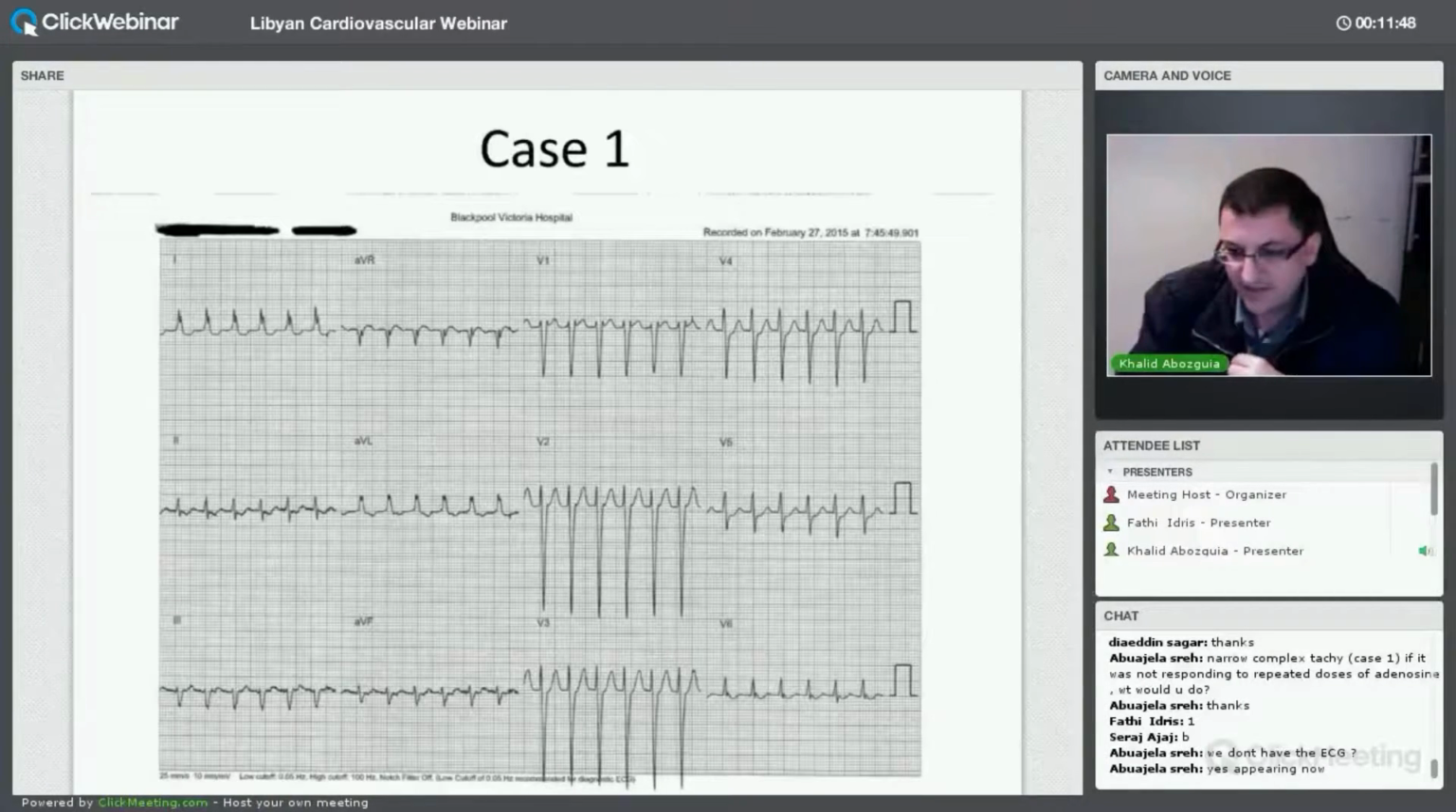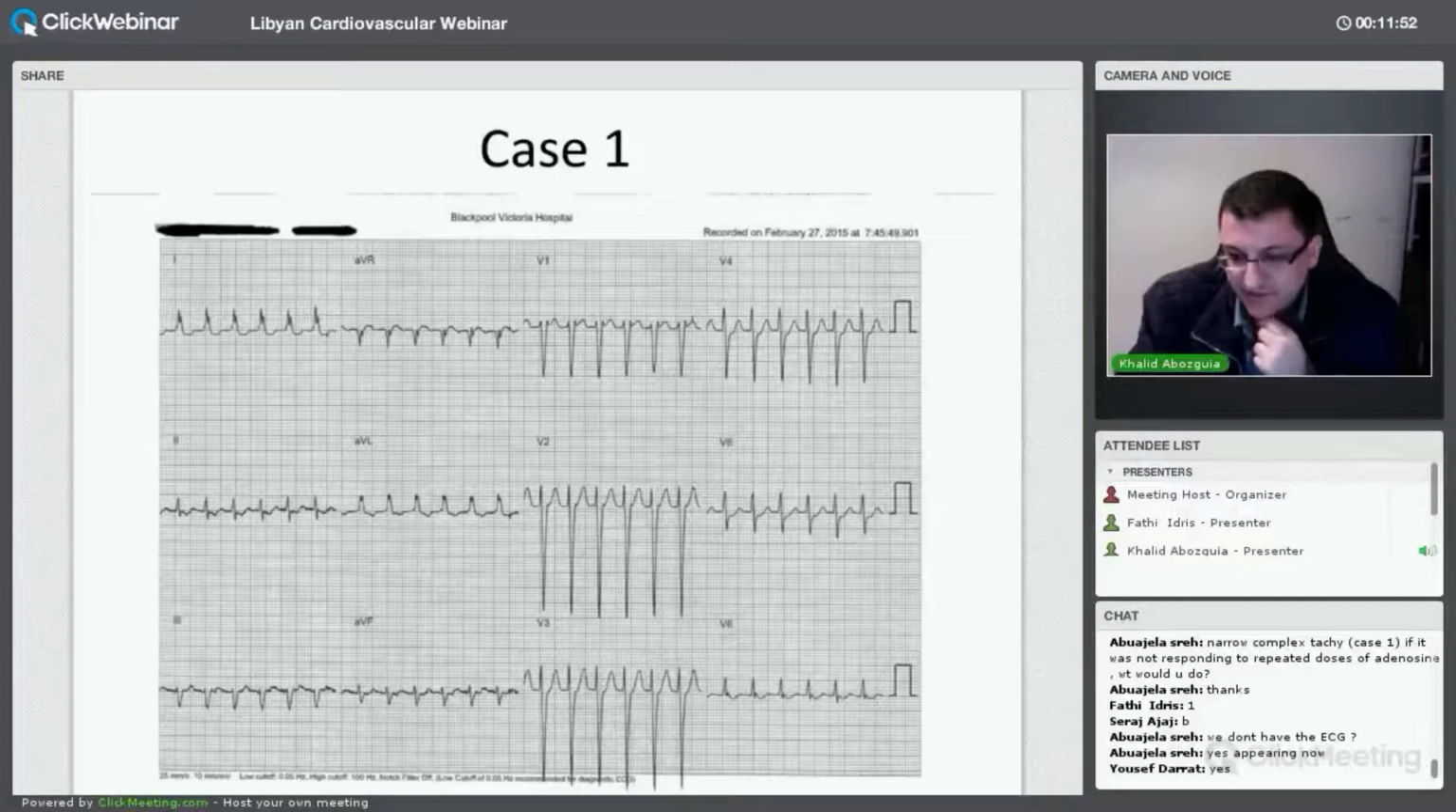Can you see the ECG okay? I just got a comment. If you can, write one, just to say yes.